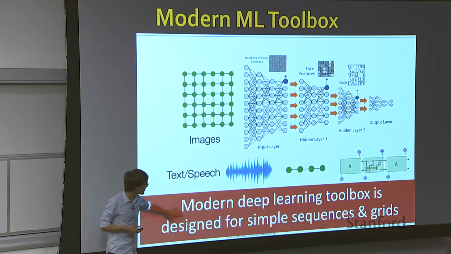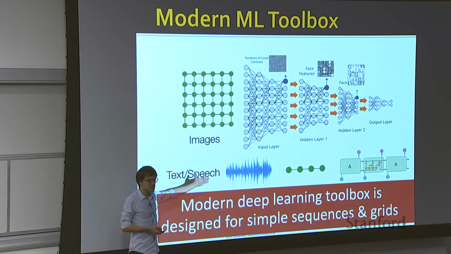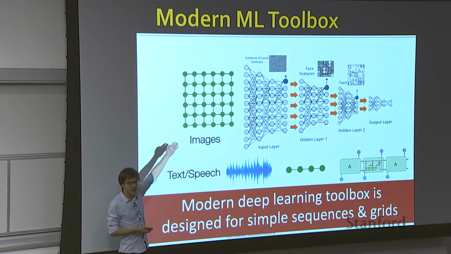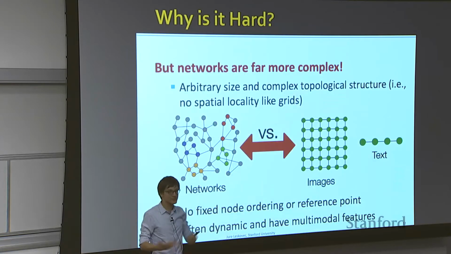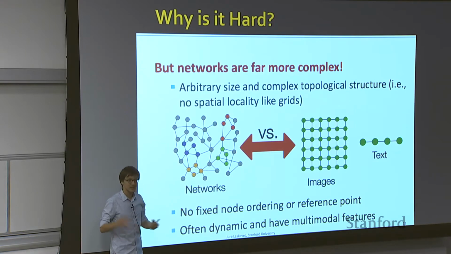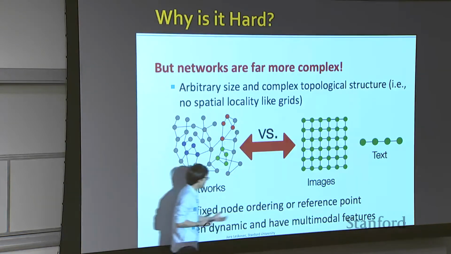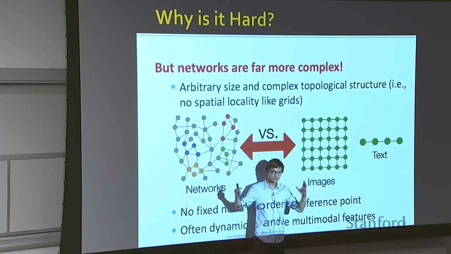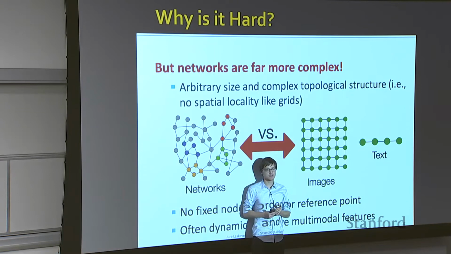So the claim is that the modern deep learning toolbox is designed for these simple data types, sequences and fixed-size grids. But graphs are not fixed-size grids. They have arbitrary size, they can have a variable number of nodes, and they have much more complex topological structure. What is also important is that images have this nice two-dimensional structure, where it's clear what is top left and what is bottom right.